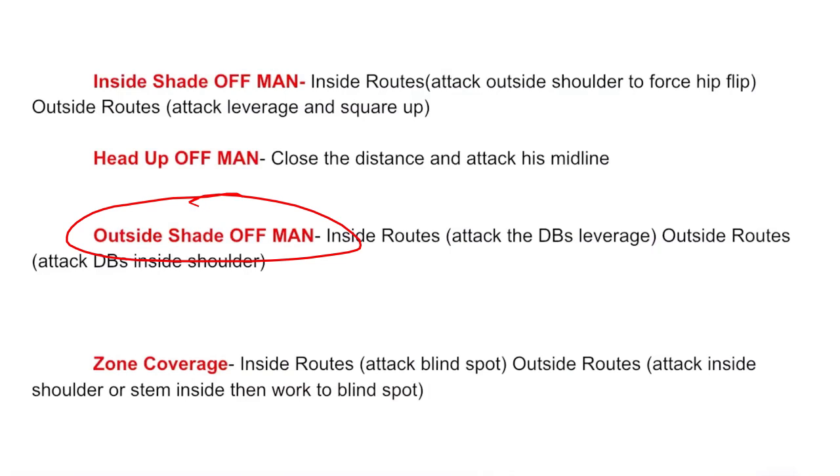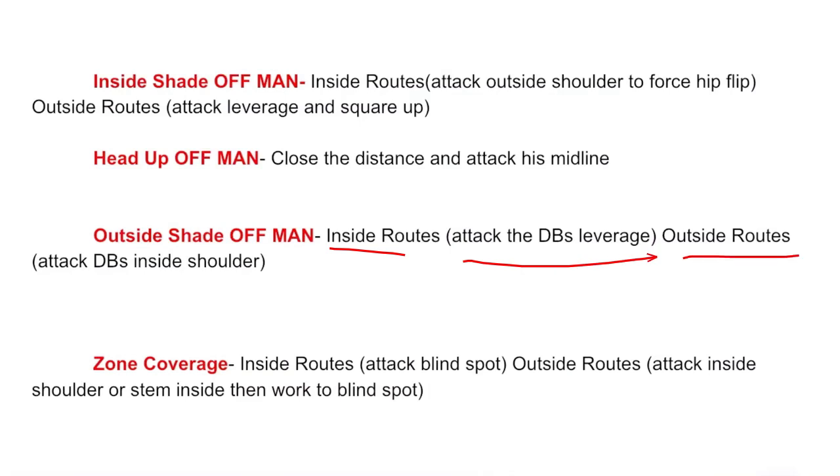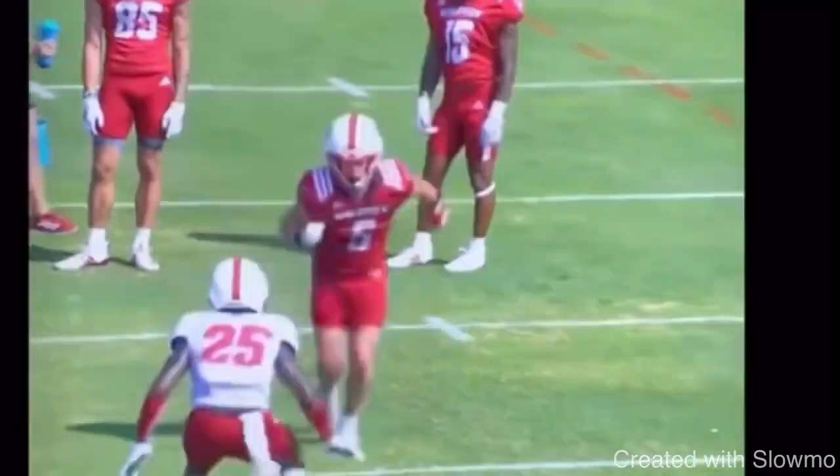So we have to think about a few things with outside shade off man. First things first, when you have an inside route, you're attacking the DB's leverage to move him off the platform. And when you have an outside route, you would attack the DB's inside shoulder. So it is the exact opposite of inside shade off man, but we have to understand why a DB would ever play me outside shade off man.